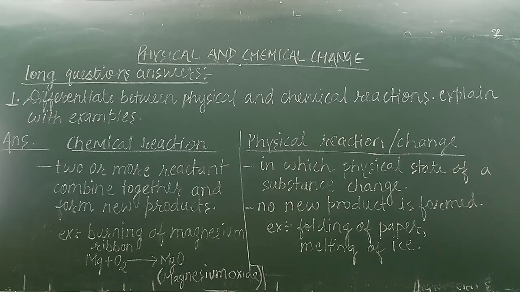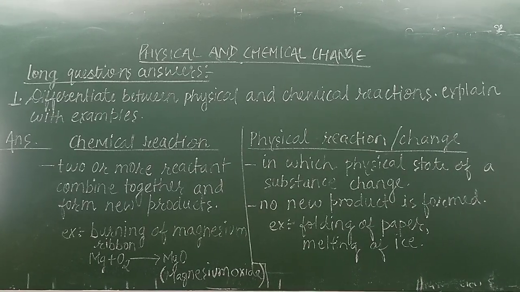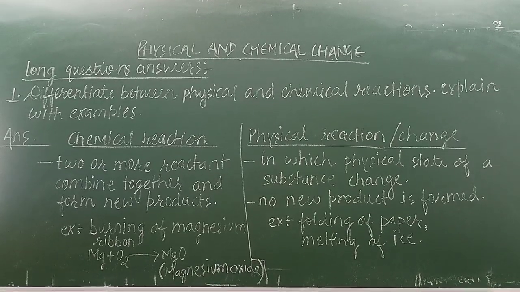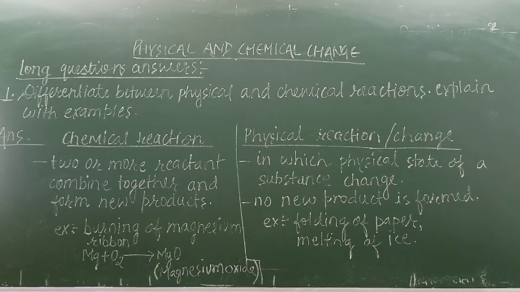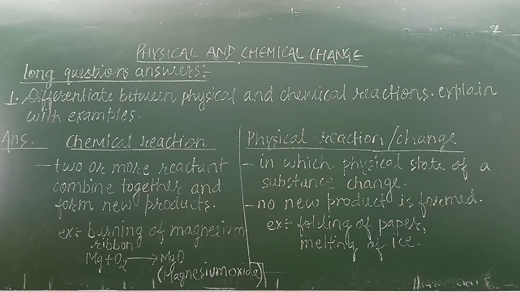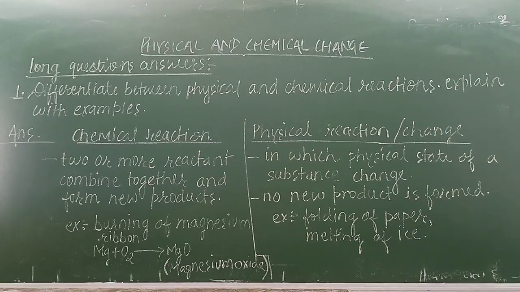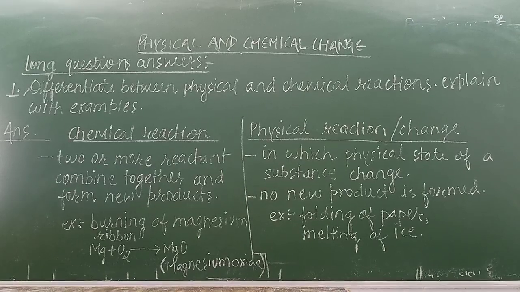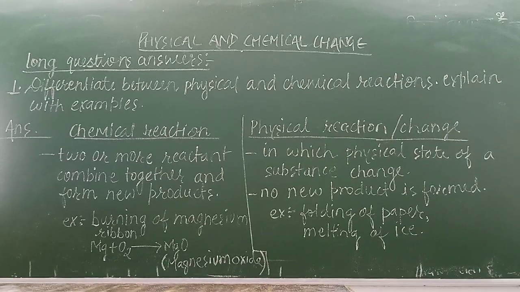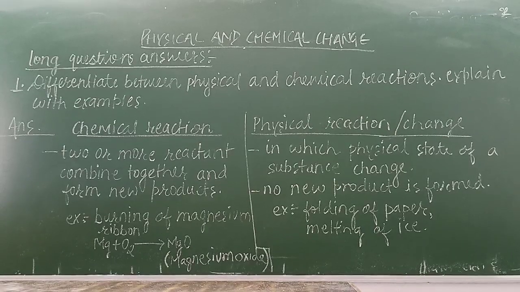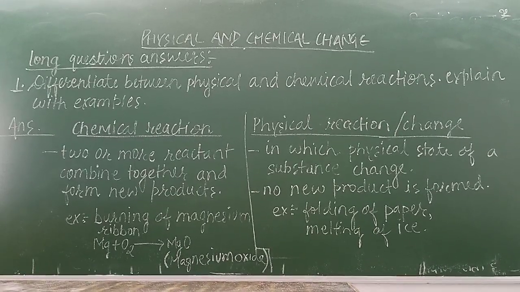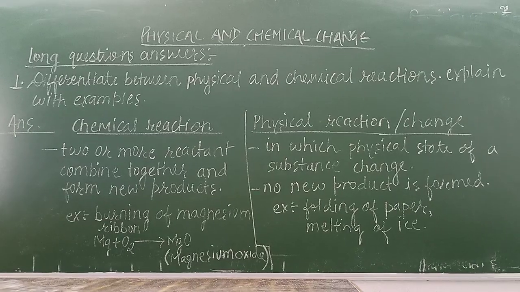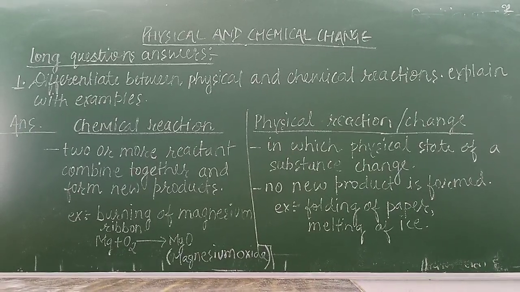So first of all, question number 1 is differentiate between physical and chemical reaction or change, it may be, and explain with examples. So what is chemical reaction and physical reaction or change? In a chemical reaction, two or more reactants combine together and form a new product. It is known as chemical reaction.